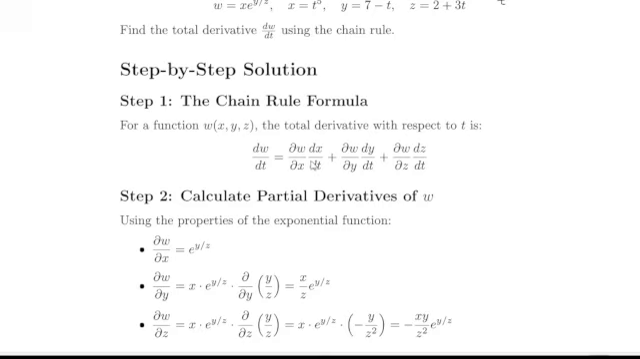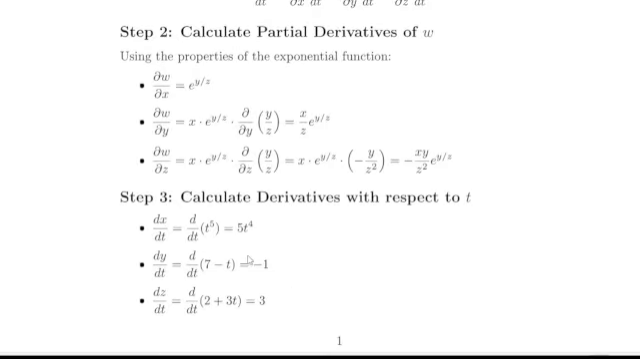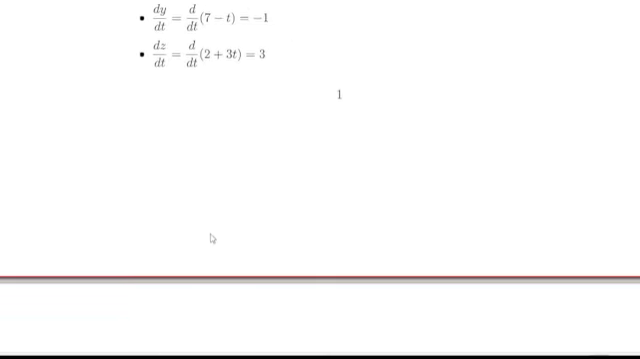The next step is to find the derivatives with respect to t. So we have x equals t to the fifth. The derivative with respect to t is 5t to the fourth. The derivative of y with respect to t is negative 1. And the derivative of z with respect to t is 3. So then we just need to multiply those together and put them in the formula.